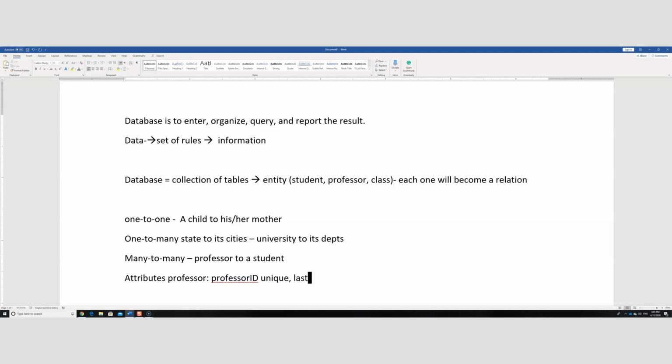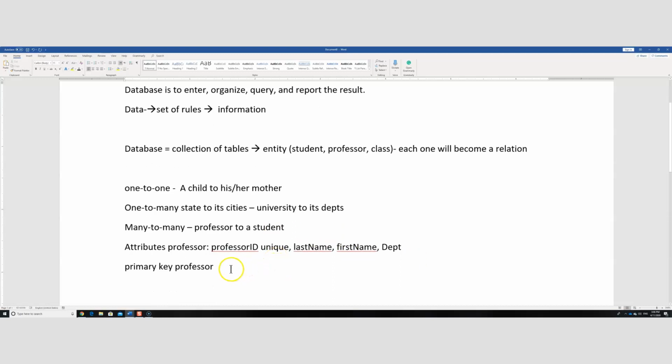Of course, we'll have last name, first name, and additional information, maybe even the department that the professor teaches at. In this case, the unique value of the professor ID is going to act as the primary key. So we need to identify that the primary key for the professor relation in the database has to be the professor ID. We could come up with something else, like their social security number, but that would not be a better choice because we won't really store by social security.